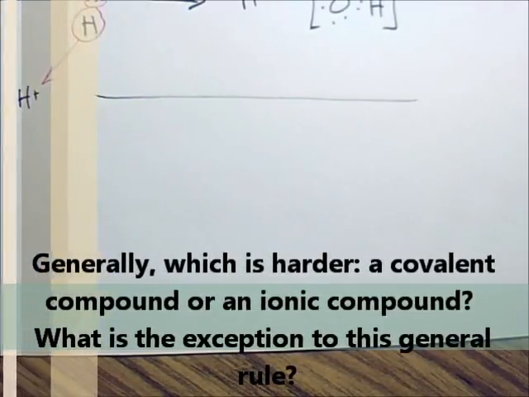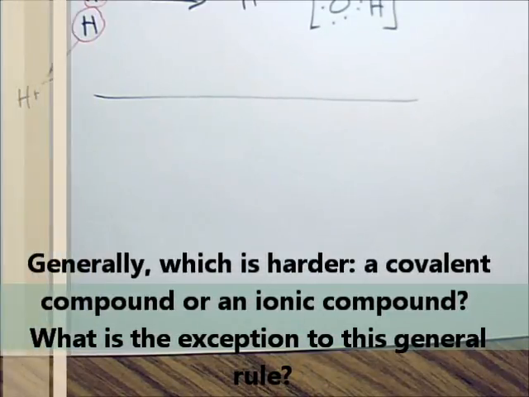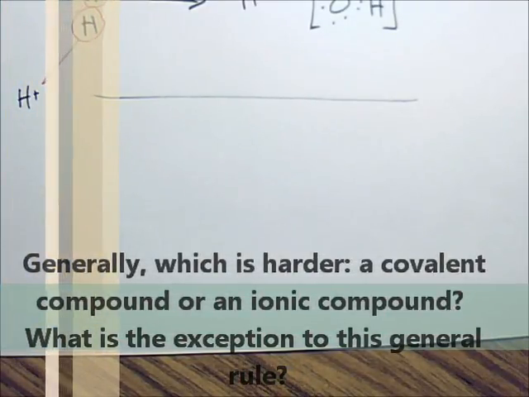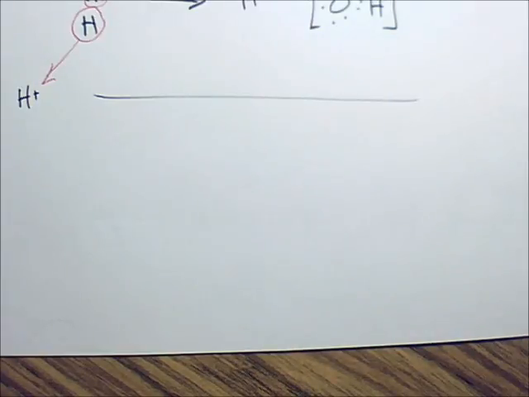Covalent compounds generally are softer. Ionic compounds are generally harder, except for covalent network crystals. They're harder than ionic compounds. So diamond is an example of a covalent network crystal.